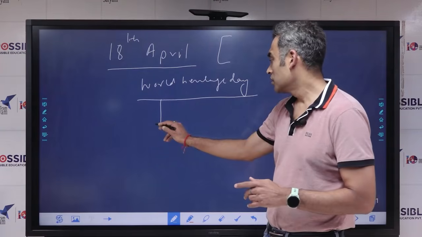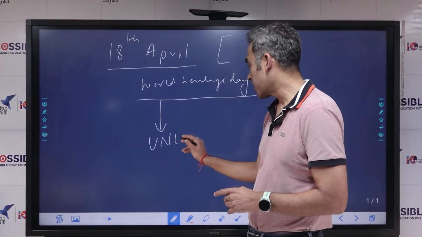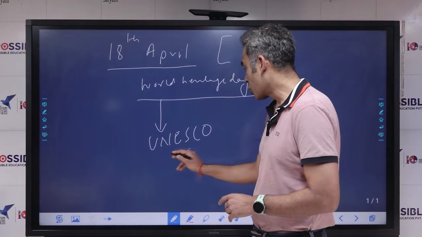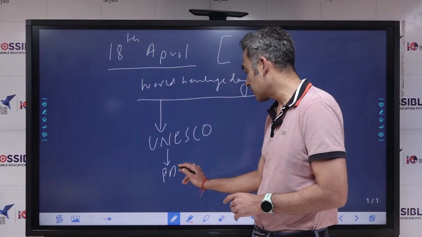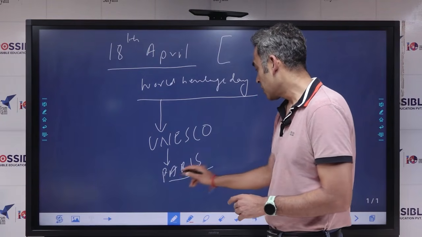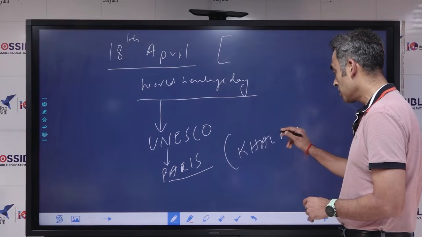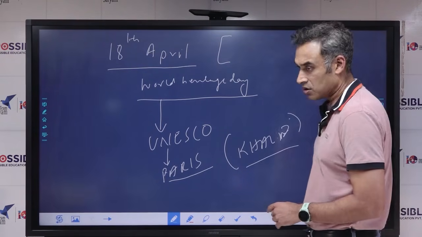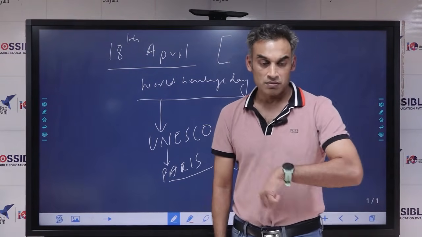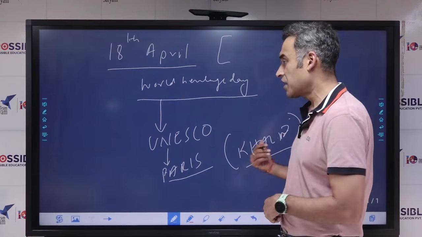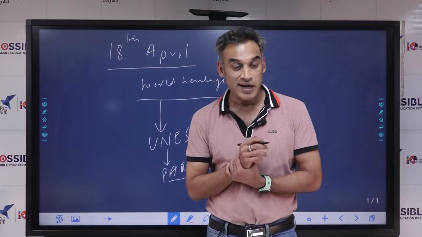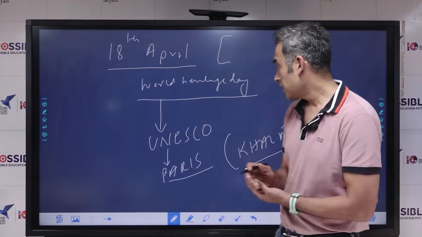Number one, this particular body comes under UNESCO, right? The headquarters of UNESCO is in Paris, right? And the Secretary General or the Director General is Khalid Imami, right? Khalid Imami from Egypt. He replaced Andre Osley last year. So Khalid Imami is the person who is heading UNESCO, right?